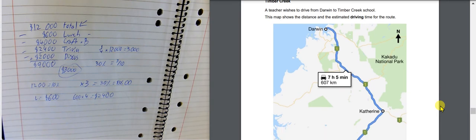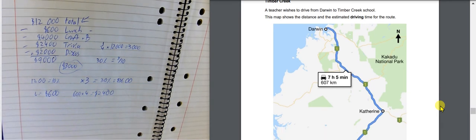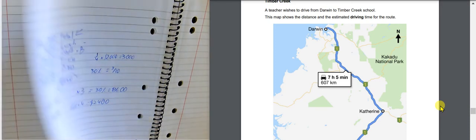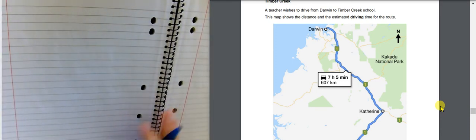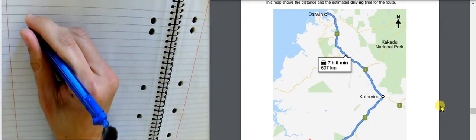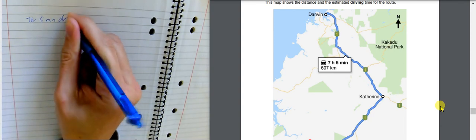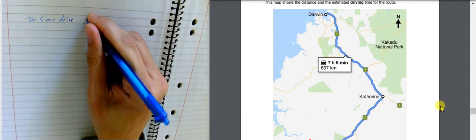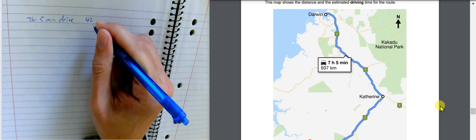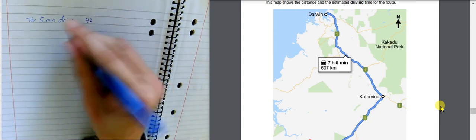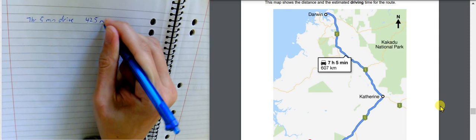Timber Creek. A teacher wishes to drive from Darwin to Timber Creek School. This map shows the distance and the estimated driving time for the route. So all up it says 7 hours and 5 minutes. This looks like important information. 7 hour, 5 minute drive. I know that 7 times 6 is 42, so 7 times 60 will be 420, plus my 5, 425 minutes, just in case I need that.